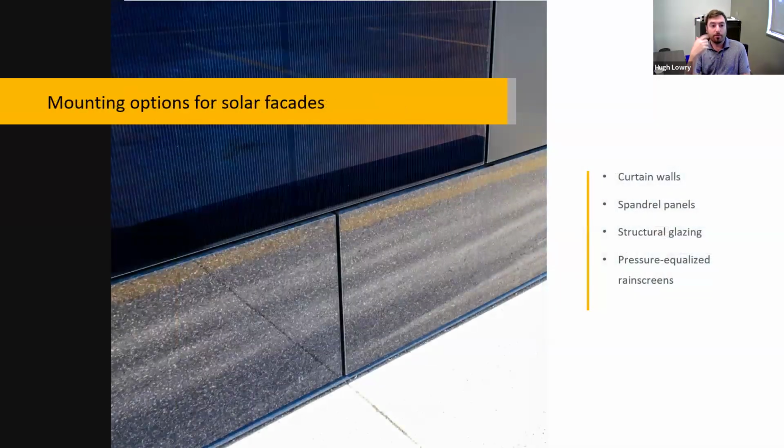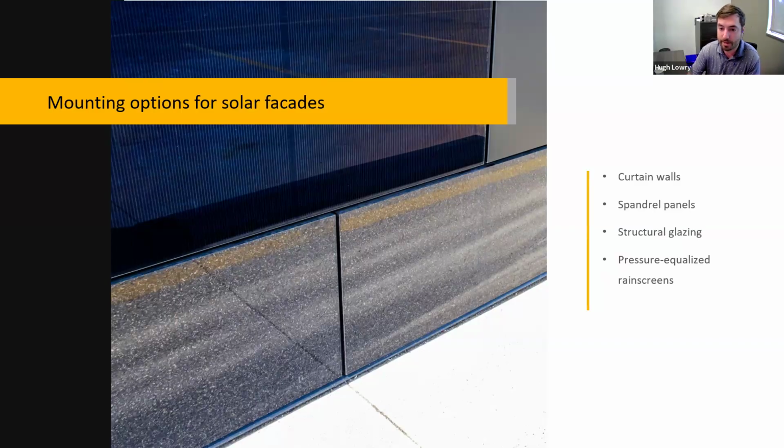So there's a few different ways to mount solar facades. You can have a curtain wall, a spandrel panel, structural glazing, or a pressure equalized rain screen. Curtain wall is fairly straightforward. It's an aluminum framed wall containing infills of glass, metal panels, or thin stone. Obviously, the solar panel could go in place of that glass, metal, or thin stone. It's important to note that you can also get solar panels in IGUs for use in a curtain wall system, so they can have insulating properties.